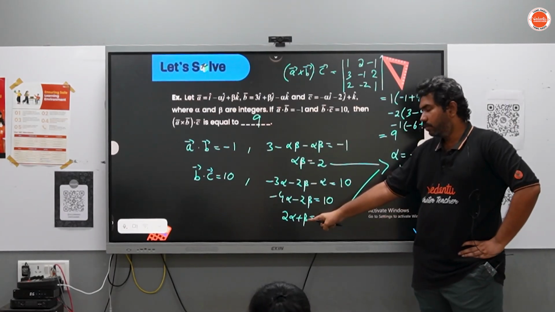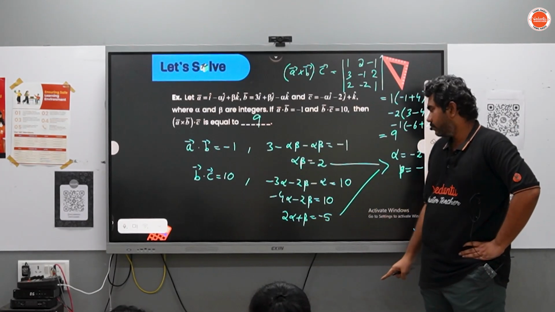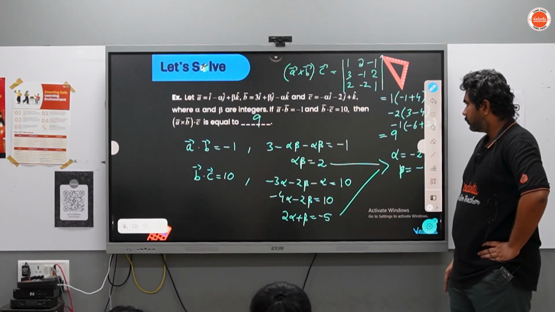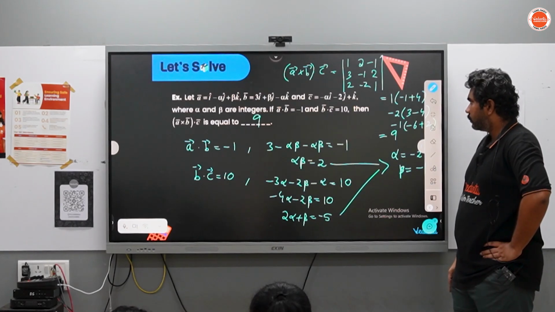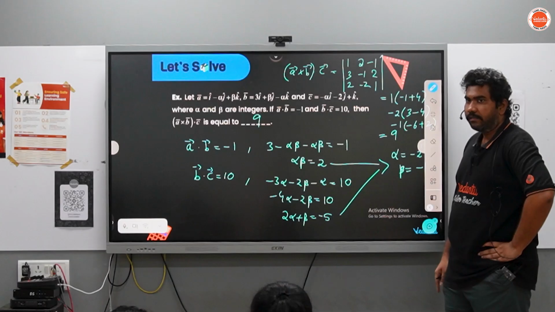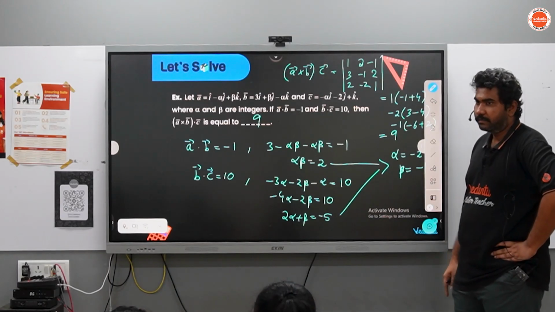-1/2 and -2 will not satisfy. Not an integer, right? Alpha and beta are integers.